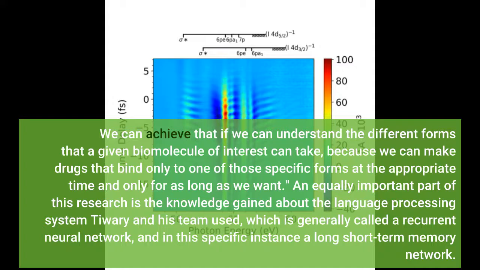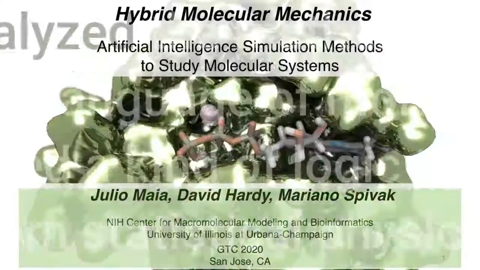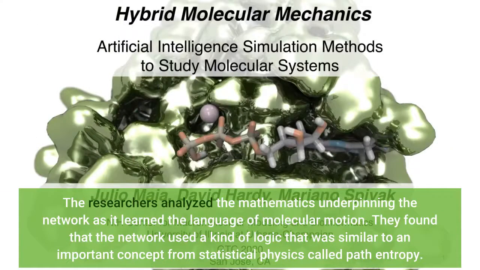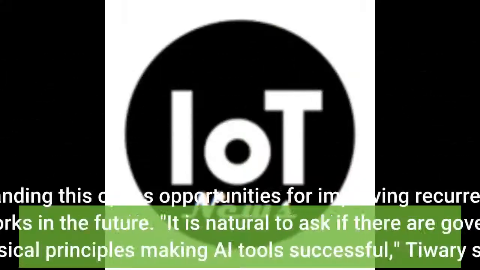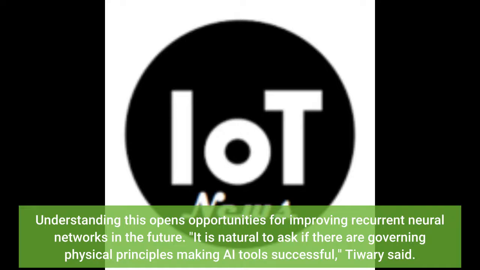An equally important part of this research is the knowledge. The researchers analyzed the mathematics underpinning the network as it learned the language of molecular motion. They found that the network used a kind of logic that was similar to an important concept from statistical physics called path entropy. Understanding this opens opportunities for improving recurrent neural networks in the future.